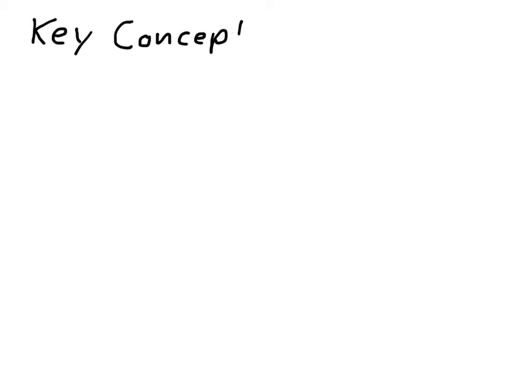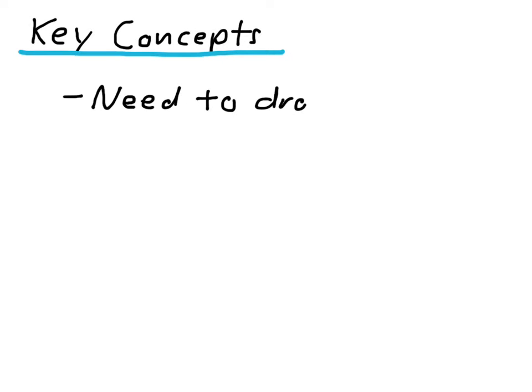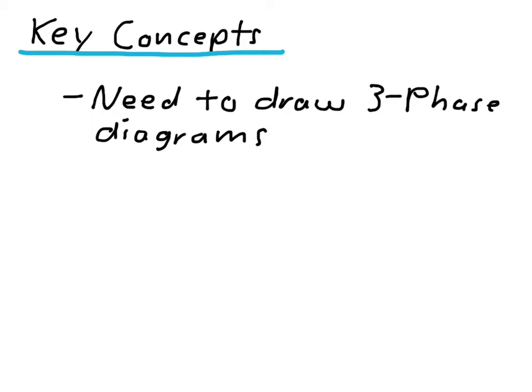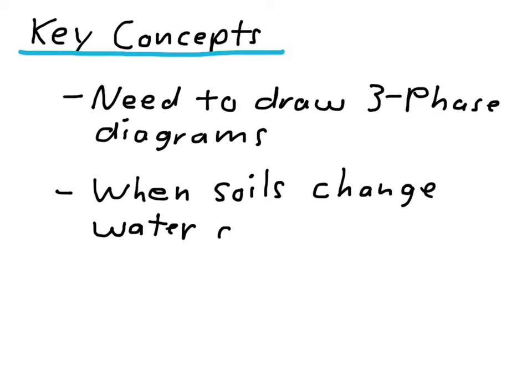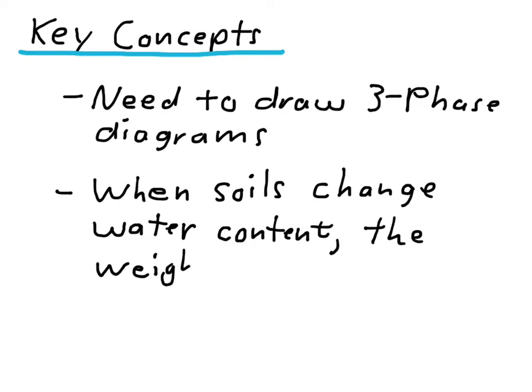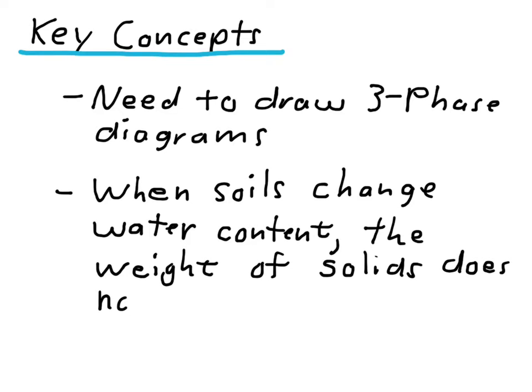So let's quickly summarize some key concepts. This is really just a straightforward weight-volume problem. The key here is that you need to draw the three-phase diagrams to understand what's going on. If you don't draw the three-phase diagrams, it's very hard to understand what's going on. And the other key concept is that when soils change water content, the weight of the solids does not change. This is a very important concept to get with soils.